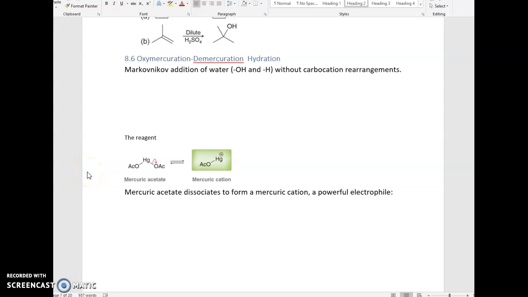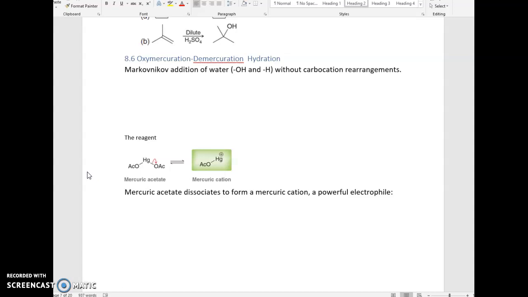So in the last video we did acid catalyzed hydration, and we made a carbocation intermediate. Carbocation intermediates are subject to rearrangement, and this next method is a way to produce a Markovnikov addition of water without carbocation rearrangement.